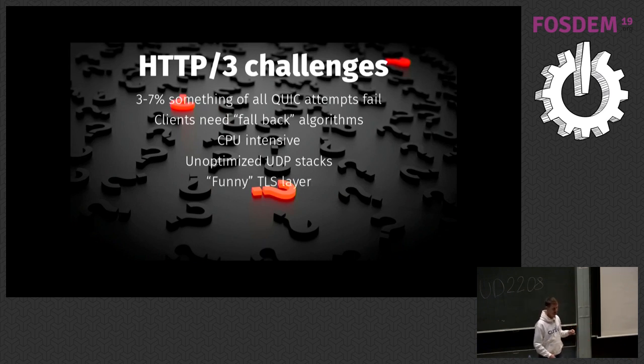And a funny TLS layer. TLS is designed to work on top of TCP, and now this is a new transport protocol. It's not done over TCP, it's done over UDP. It's basically its own transport layer. So how do you implement TLS in your own transport layer? Well, in the QUIC working group, they decided that they shouldn't use TLS records like they do over TCP, because you don't have to do it like that. So you extract the TLS messages and you transport those messages over QUIC.